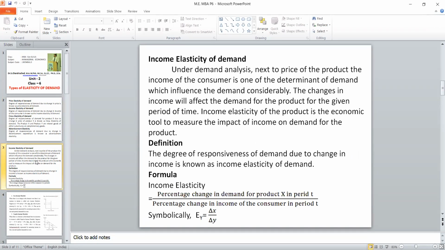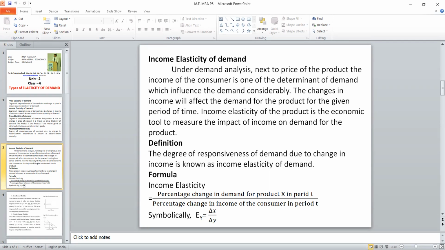We have already seen the definition. The formula is, here also we express it as a percentage only. EY equals delta X by delta Y. What is delta X? It is the percentage change in demand of product X for the period T, in proportion to the percentage change of income of the consumer for the period T. Suppose there is a percentage change in income, it affects the demand of a particular product. If we see the ratio between these 2, that value is called income elasticity of demand.